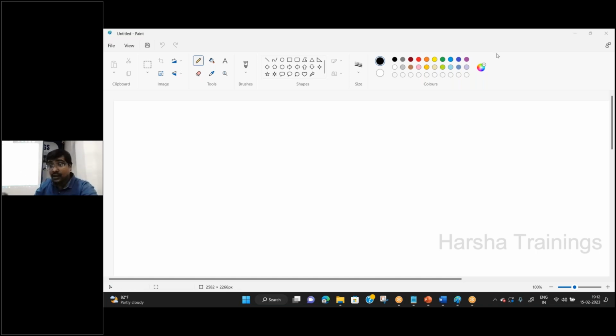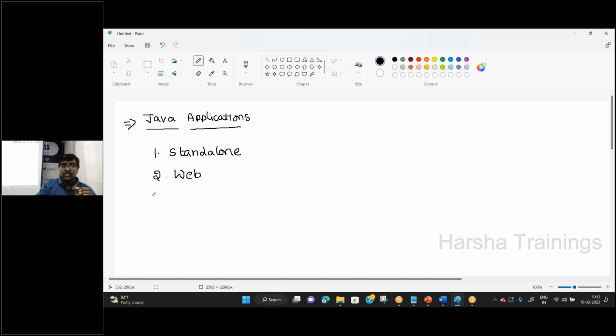Now start the concept, not Java. Before that one, why Java? That is Java applications. This is my first topic. First, I enter into Java. Again, I come back from Java to another concept. First, Java applications. We have four types of applications where Java is used. One is standalone application, second is web application, third is enterprise application, and fourth is mobile application.